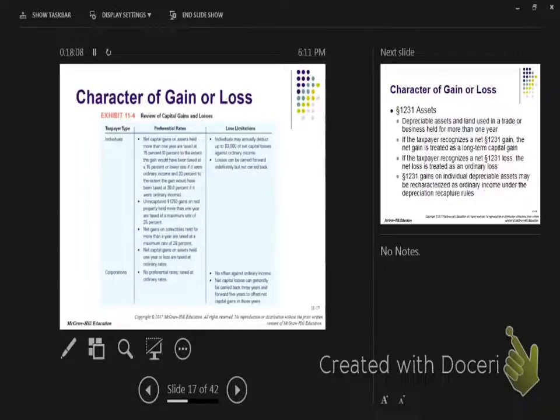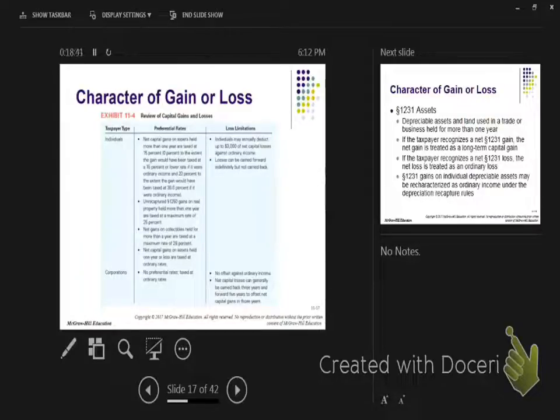And then this sums it up for a review of capital gains. Now, corporations we don't look at, but it's just summed up here for you to see. All right, so individuals, net capital gains on assets held more than a year are taxed at 15%. However, this is what we see: 0% to the extent that the gain would have been taxed at 15% or lower if it were ordinary income, and 20% to the extent that it would have been taxed at 39%.